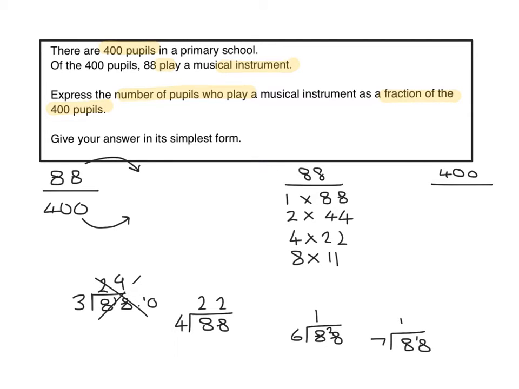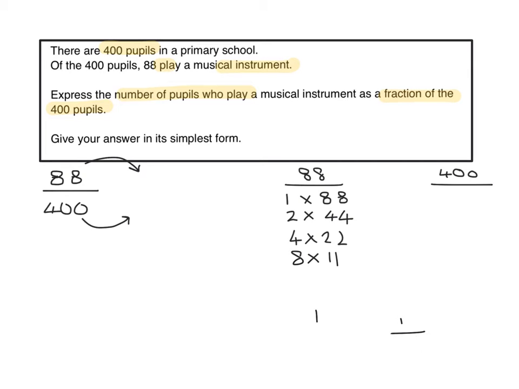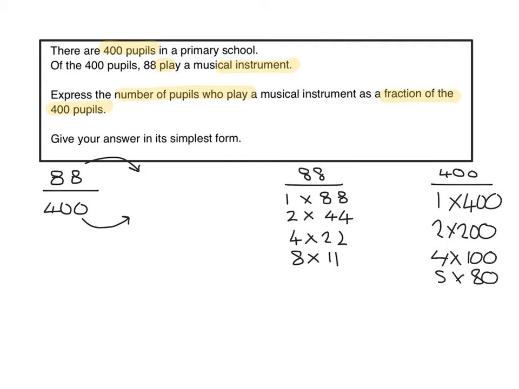So now let's look at factor pairs of 400. I'm going to do this nice and quick. So we've got 1 times 400, 2 times 200, 3 doesn't go into it, 4 times 100, 5 times 80, 6 doesn't, 7 doesn't, 8 does, sorry, 8 times 50, 9 doesn't, 10 times 40, 11 doesn't, 12 doesn't, 13 doesn't, 14 doesn't, 15 doesn't, 16 doesn't, 17 doesn't, 18 doesn't, and then it's 20 times 20.